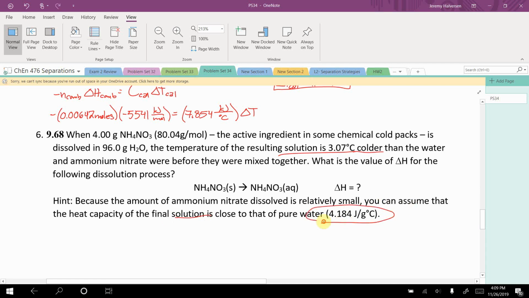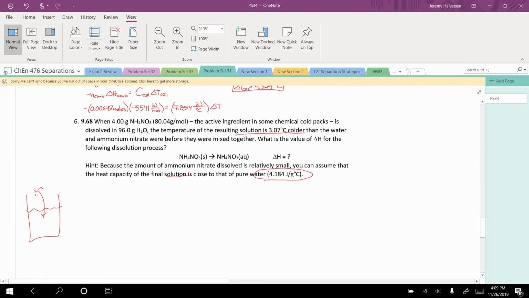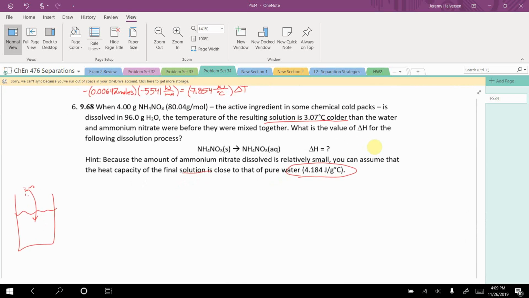Is the final solution water? No, it's this water plus the stuff we dumped in. So what are we doing here? We've got a thing of water. We take our ammonium nitrate, which is probably like a powder or crystal. We drop it in, and the whole thing gets colder. Okay, the whole thing gets colder. So this has nothing to do with bomb calorimeter. Okay, this is just heat transferring.